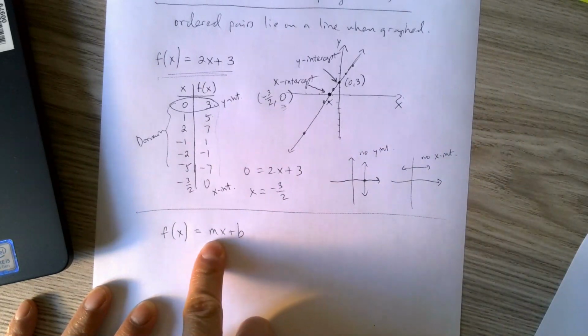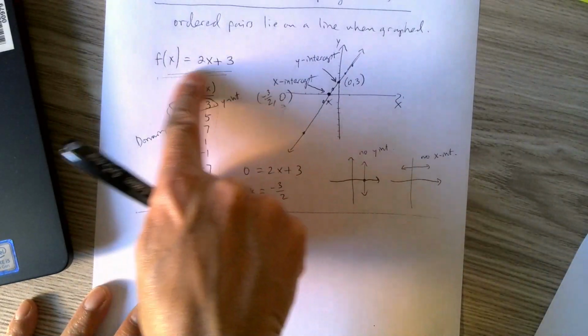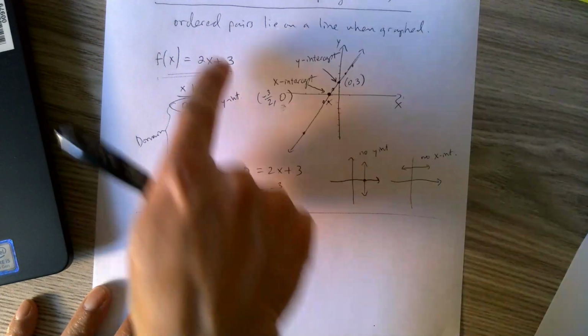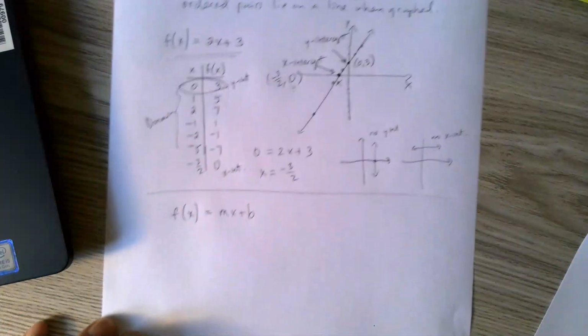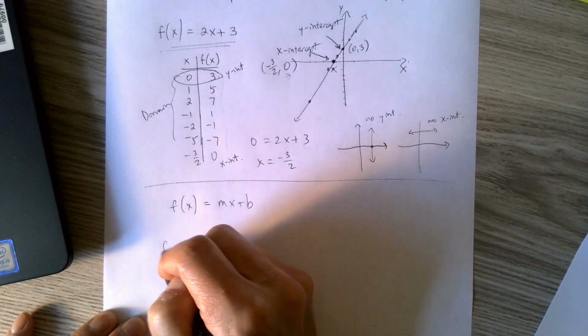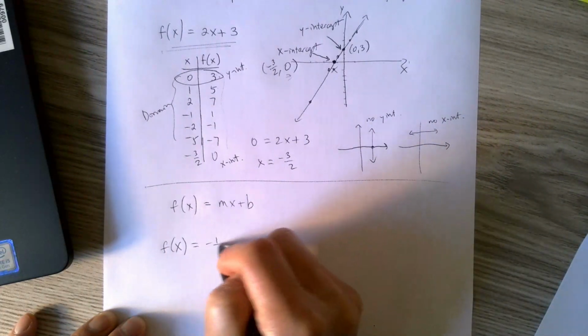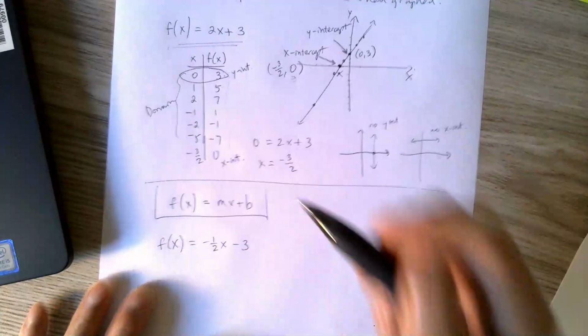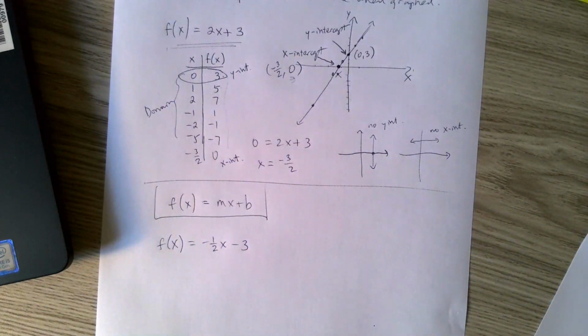This is the general form of this example. Something times x plus something. That's the form that this was in. I'm going to show you another example now. Just keep this on the back burner for a moment.